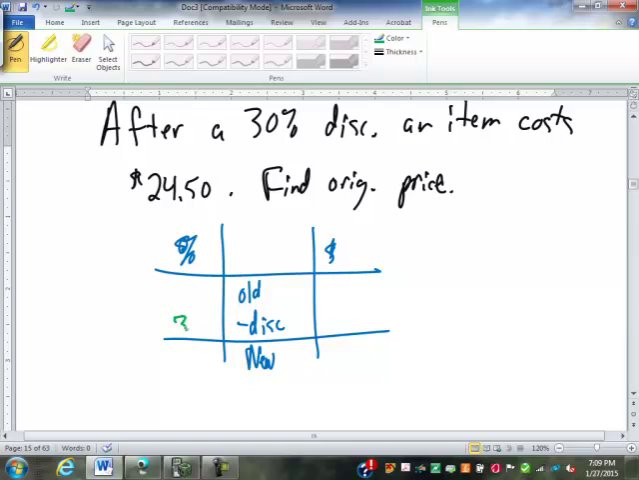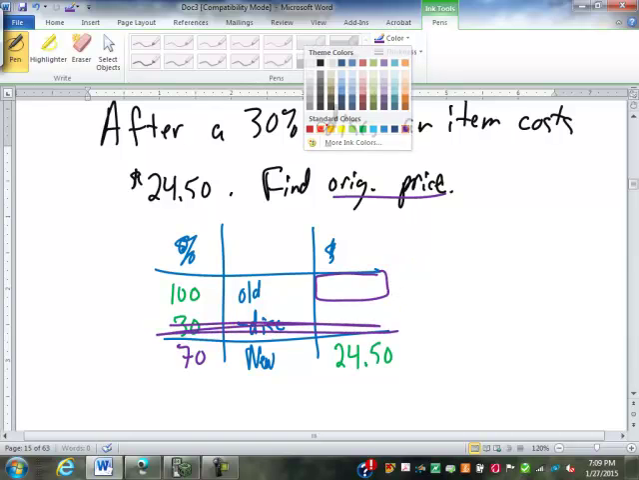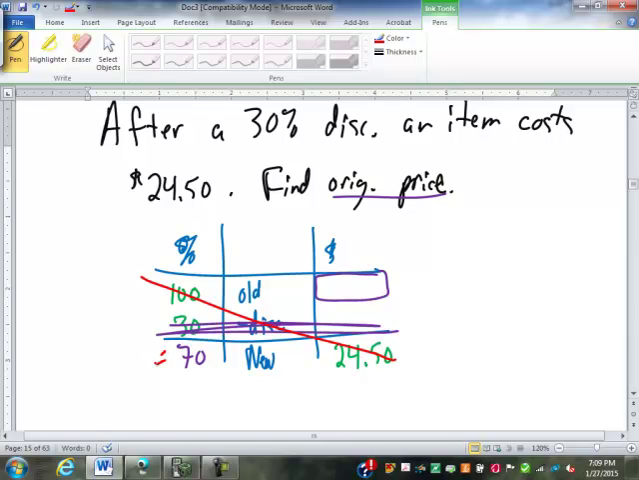Well, 30%, so 30 goes in for the discount. 100 goes in for the old price. Where's the $24.50 go? New price. And of course, we can very quickly find 100 minus 30 is 70% for the new price. And we are looking for the original price or the old price. Don't need the middle row. 100 times $24.50 divided by 70 is 35 bucks. How many of you got 35? How many are feeling pretty good about these?